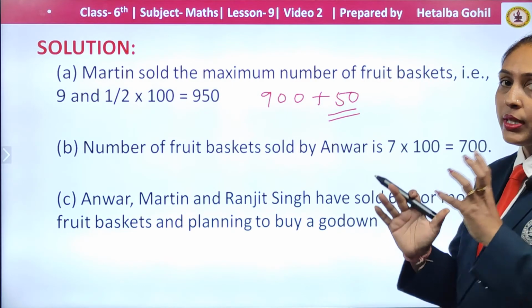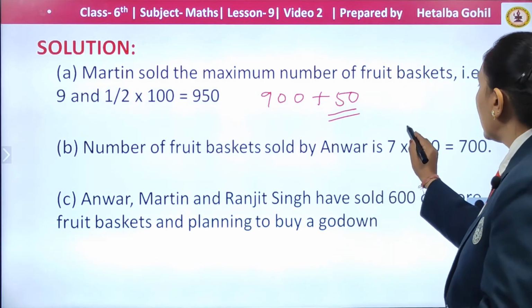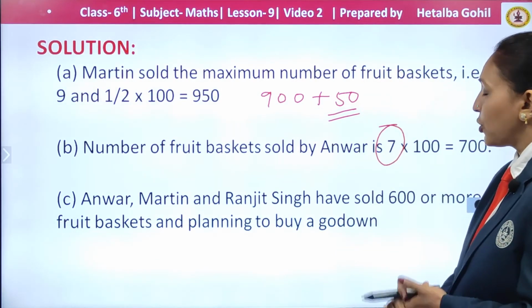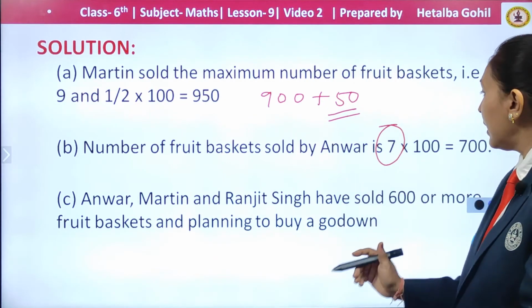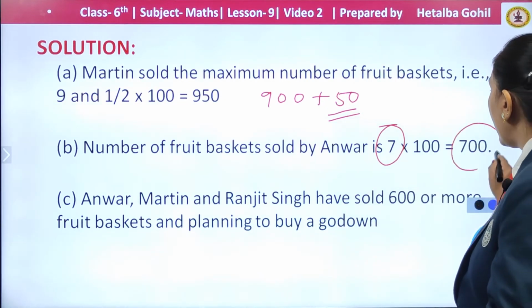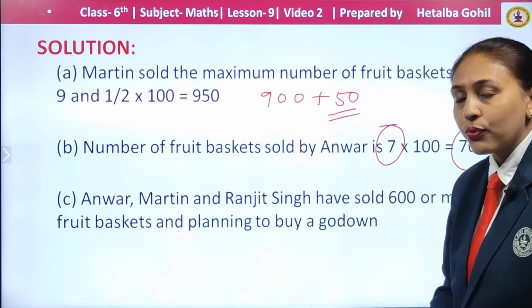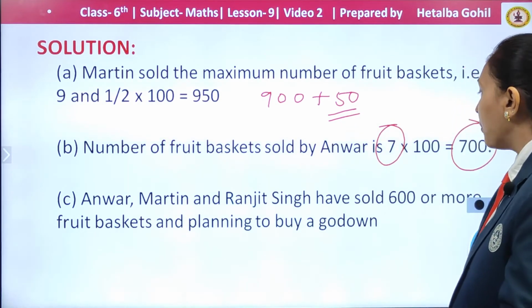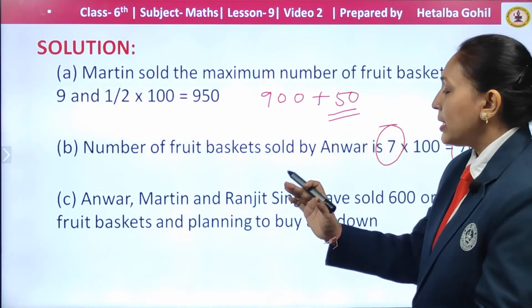Then how many fruit baskets were sold by Anwar? Anwar, according to the pictograph given, has 7 baskets shown, children, that is 7 into 100, he had sold 700 fruit baskets. Now, what is the next question?